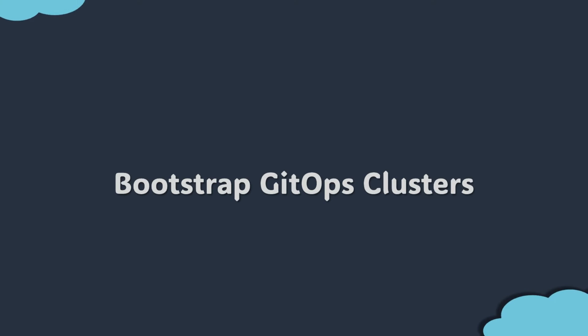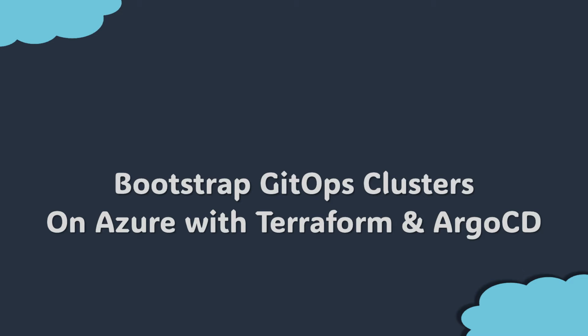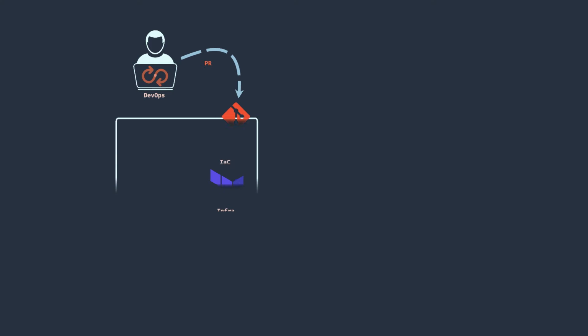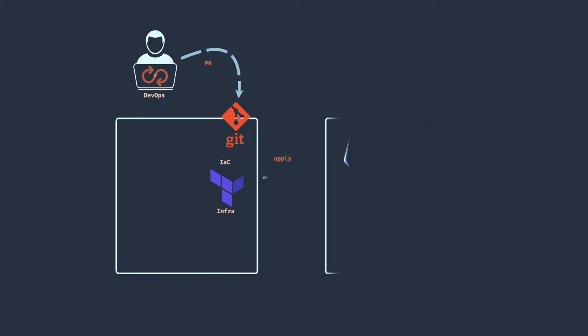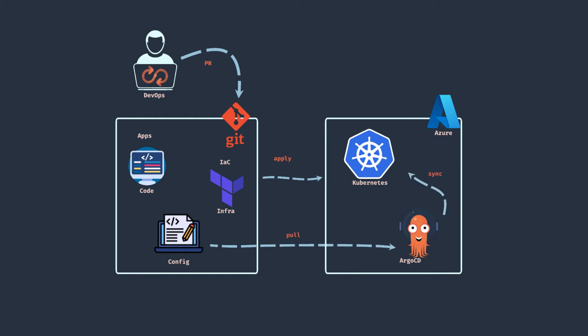Today, we are diving into the world of GitOps to learn how to set up a GitOps-ready cluster on Azure using AKS, Argo CD, and Terraform. GitOps is a modern software development and deployment methodology that uses Git repositories as the single source of truth for both infrastructure and application code. In GitOps, the entire system, including infrastructure and application configurations, is declared and versioned in a Git repository.